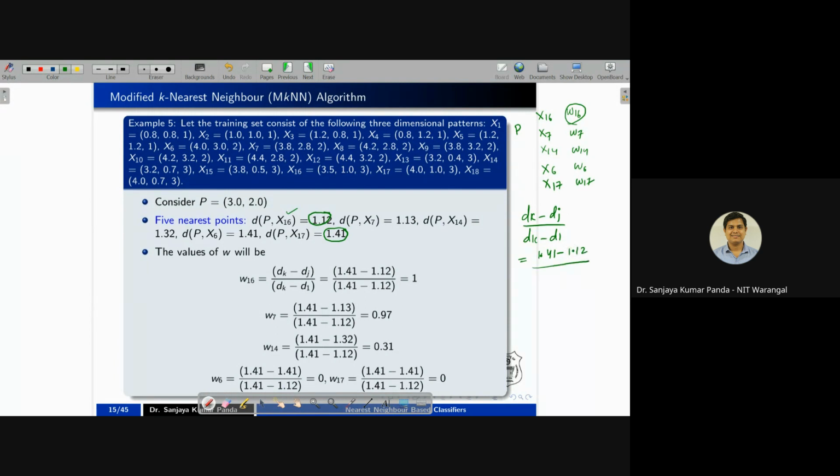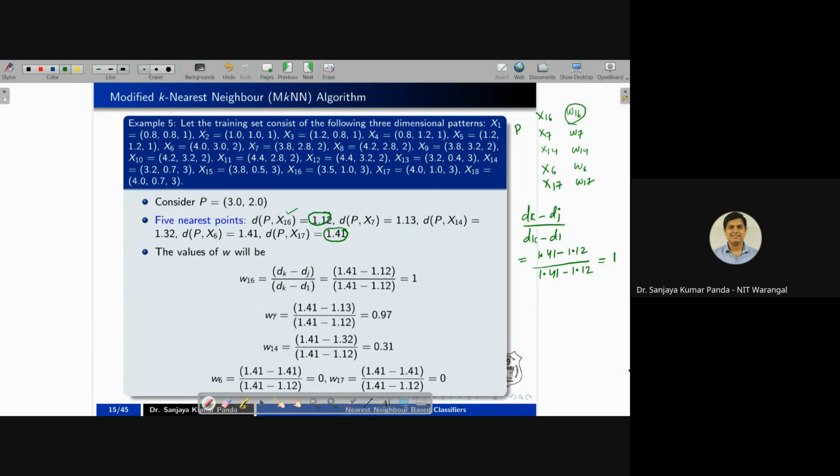This is divided by dk minus d1, where dk is 1.41 and d1 is the closest distance, 1.12. Please make a note: I said dk is equal to d1, but here dk is not equal to d1. However, the numerator and denominator are the same, so the value we get is 1.